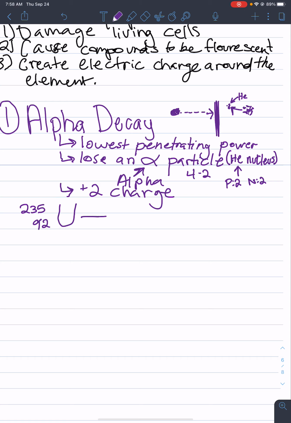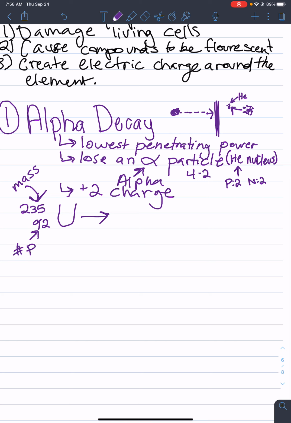Alright, that element is going to go through alpha decay. So this element, if you remember, this number up top is our mass. Hopefully you're feeling comfortable with this now. This was what was on our last test. Like I said, chemistry builds on each other, so you have to know the first unit to know the other units. So that is our mass, and this bottom number is our atomic number, or our number of protons.